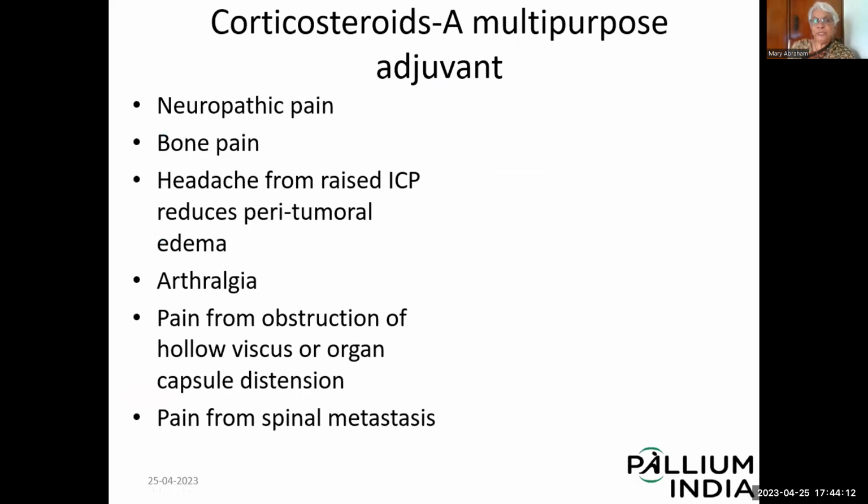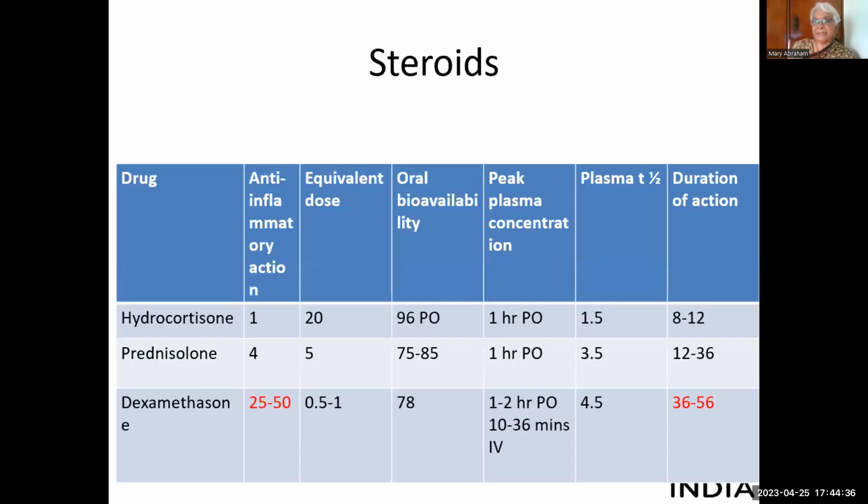Now coming to steroids. Steroids are multi-purpose. They can be given for a variety of pains. So neuropathic pain, bone pain, headache because of raised ICP due to secondaries, can be given for arthralgia, for hollow viscus obstruction, or capsule distension, and also for pain during spinal compression. If you look at the various steroids that are available, you have hydrocortisone, prednisolone, dexamethasone.